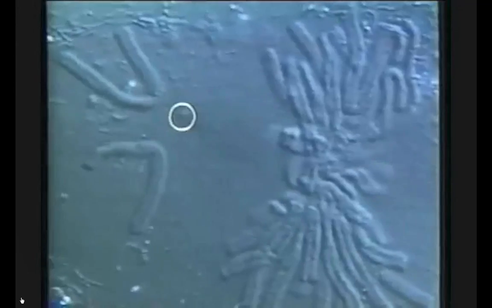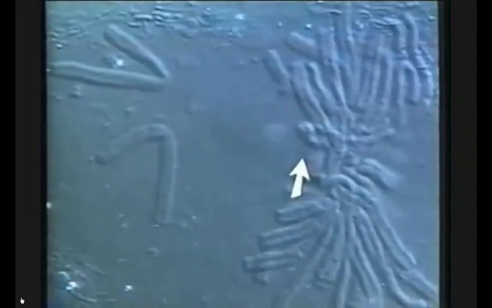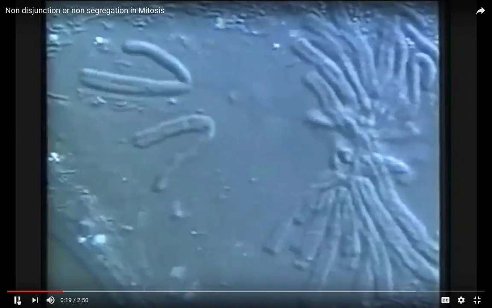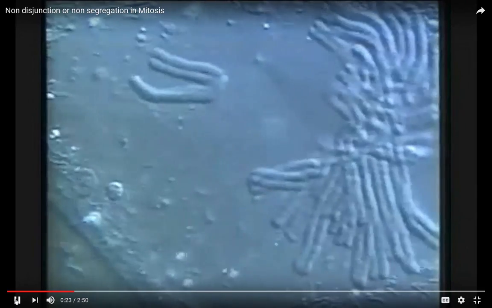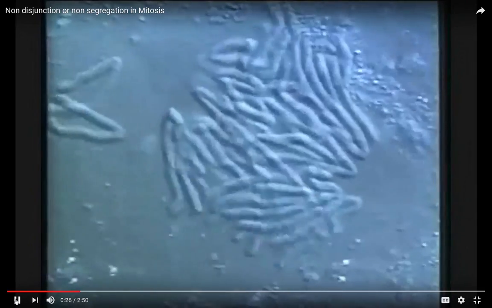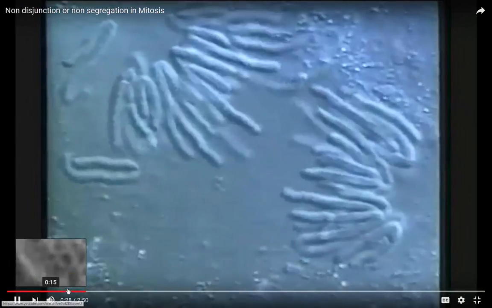This newt cell turned out to be especially interesting. One of the two poles is shown by the circle, and some fibres attaching chromosomes to this pole are just visible at the arrow. During metaphase, two chromosomes get caught up on the wrong side of the pole. One manages to get to the middle of the spindle just in time for anaphase, but the second doesn't make it.